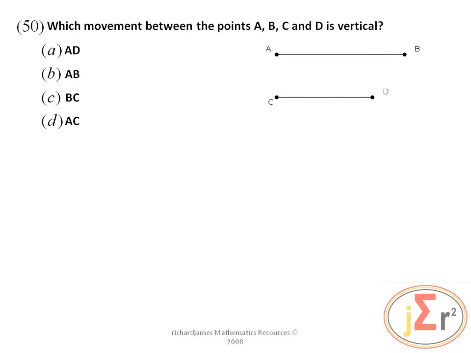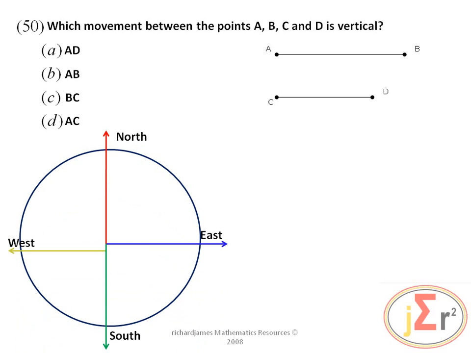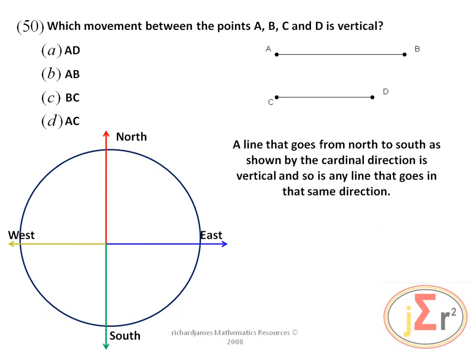Which movement between the points A, B, C, and D is vertical? So there is our reminder of the cardinal directions. A line that goes from north to south as shown by the cardinal direction is vertical, and so is any line that goes in that same direction. So any line that goes in this direction is considered to be vertical.